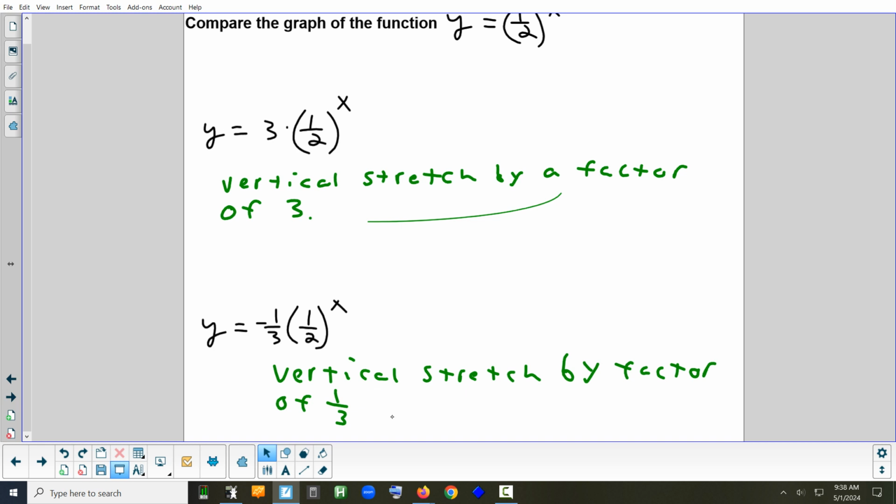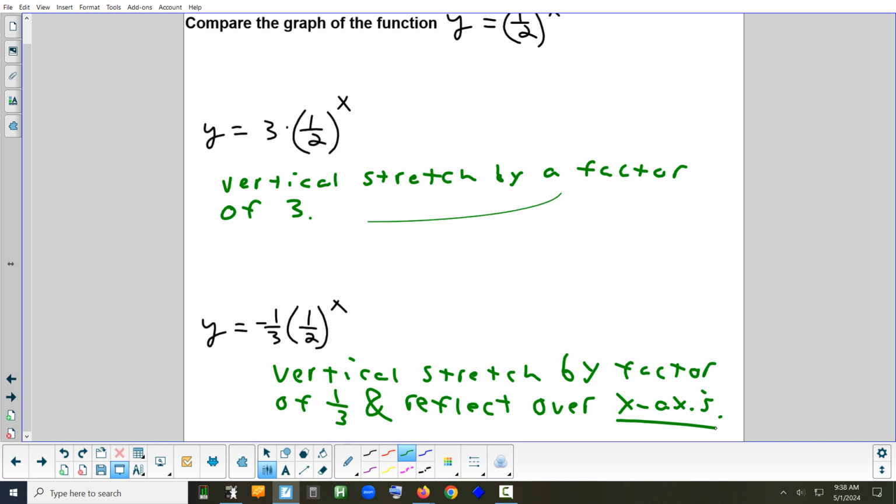And what else do I have to say? Reflected over x-axis. Right. And reflect. I think I saw some people might have said flip. That's okay too. And reflect over x-axis, but you do have to say x-axis. If you say y-axis, that's wrong. It's not over the y-axis. All right, so any question on that?